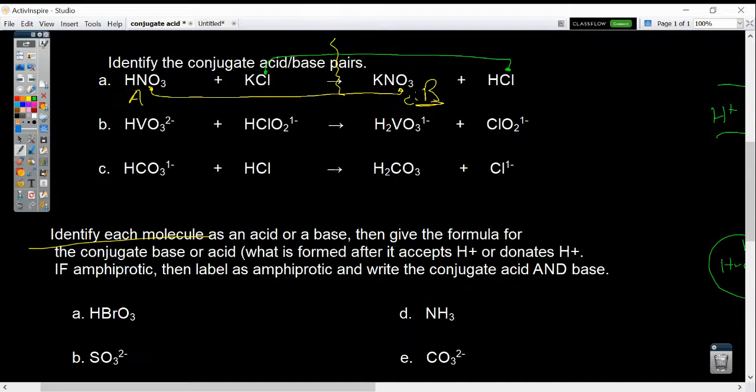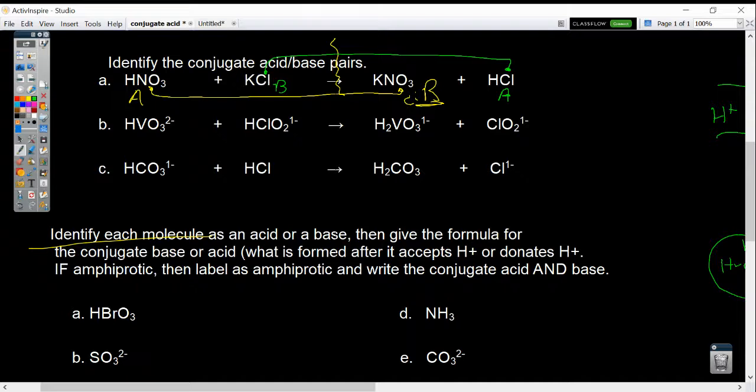KCl and HCl, H is more H's, so this is your acid. This is your base. And they create what we call a conjugate acid-base pair. Theoretically, it's a reaction I can write, but you're not really going to see that reaction very much. B and C represent, I think, truer reactions.